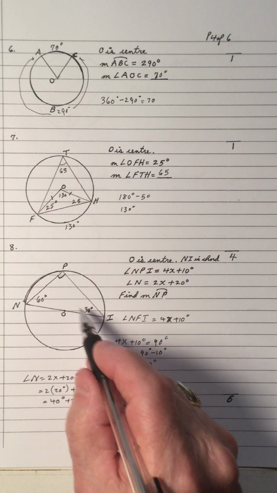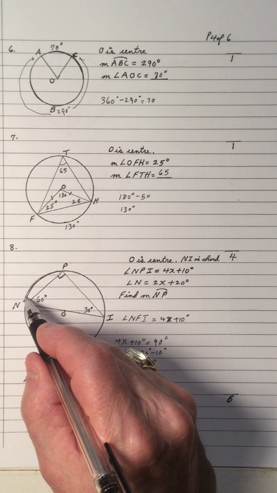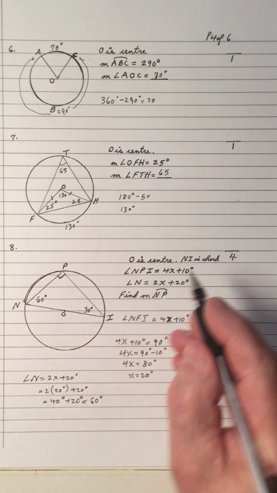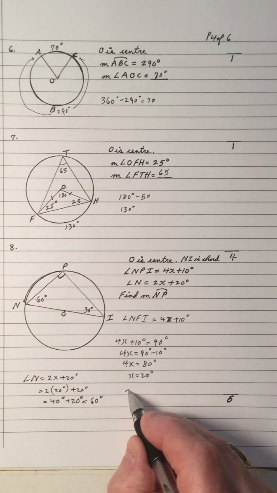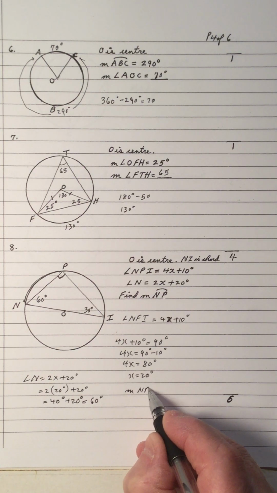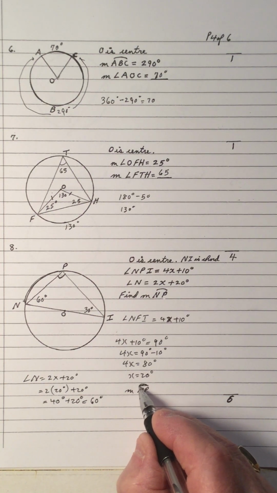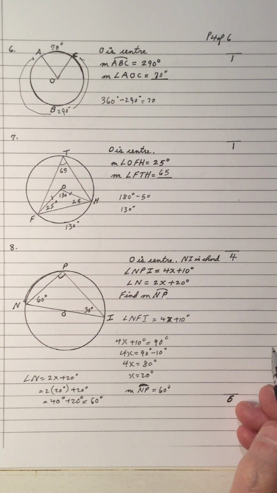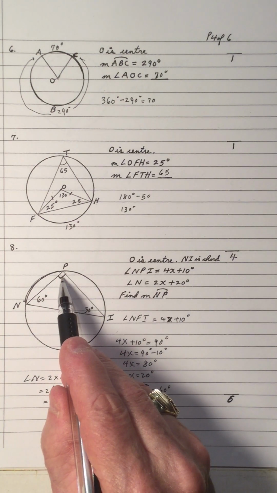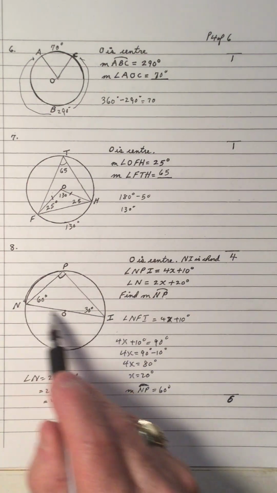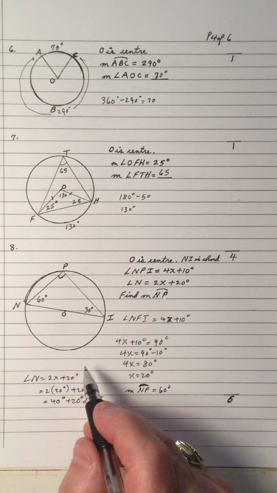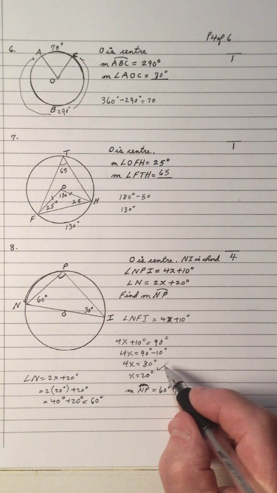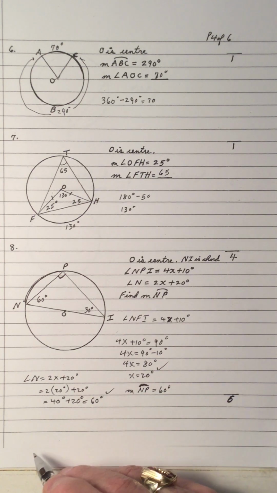And since this angle is 30, the inscribed angle is half the arc. That means the arc is double the inscribed angle. So that means the measure of the arc NP, let's make that an arc symbol, is 60 degrees. Again, we had to know that that was a 90 because it intercepts the diameter. And so if you have your 20 degrees, you get a mark. If you have the 60 degrees, you get a mark.